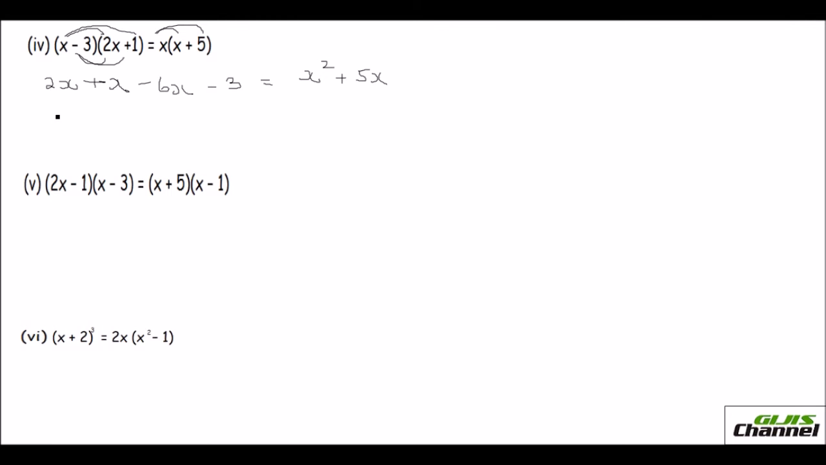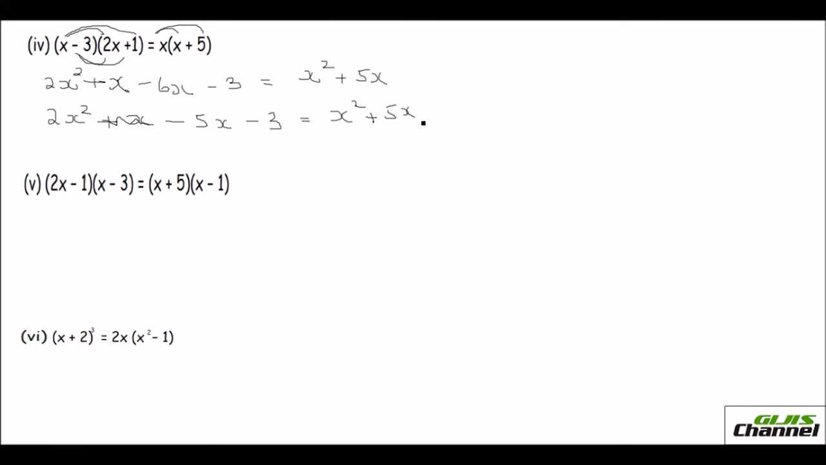Bring them to the left side. So you have, sorry, here I forgot to put the x squared. You have got 2x squared plus x, this plus x and minus 6x becomes minus 5x. And then you have minus 3 here. So this side it is x squared plus 5x.